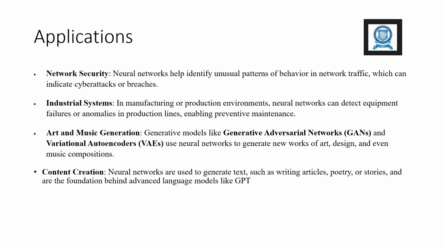Generative models like generative adversarial networks and variational autoencoders use neural networks to generate new works of art, design, and even music compositions. Content creation. Neural networks are used to generate text such as writing articles, poetry, or stories, and are the foundation behind advanced language models like GPT.